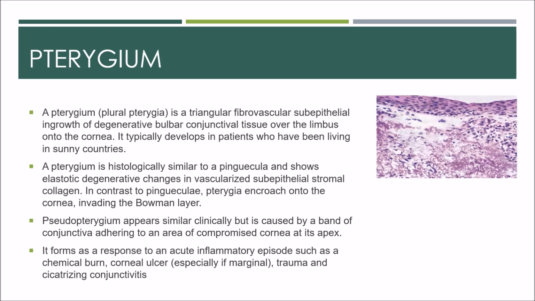In contrast to Pingueculae, Pterygia encroach on the cornea, invading the Bowman layer, and Pseudopterygium appears similar clinically but is caused by a band of conjunctiva adhering to an area of compromised cornea at its apex. It forms as a response to an acute inflammatory episode such as chemical burn, corneal ulcers, especially if marginal, trauma, and cicatrizing conjunctivitis.